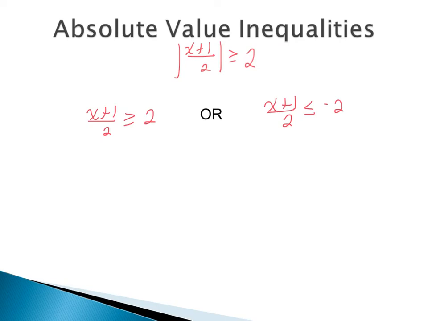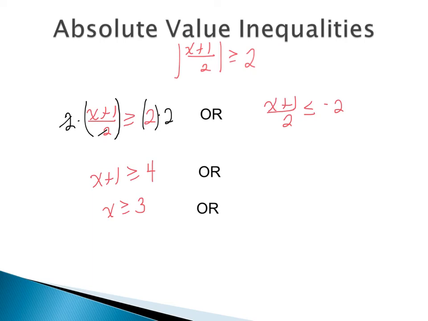Now it's a matter of solving for x in each case. So I'll start on the left-hand side. We need to get rid of that fraction, so I'm going to times both sides by 2. So that way we would have, these would cancel out, you're just left with x plus 1 is greater than or equal to 4. We do not flip the inequality since we multiply by a positive 2. Continuing to solve for x, we would have x is greater than or equal to 3.